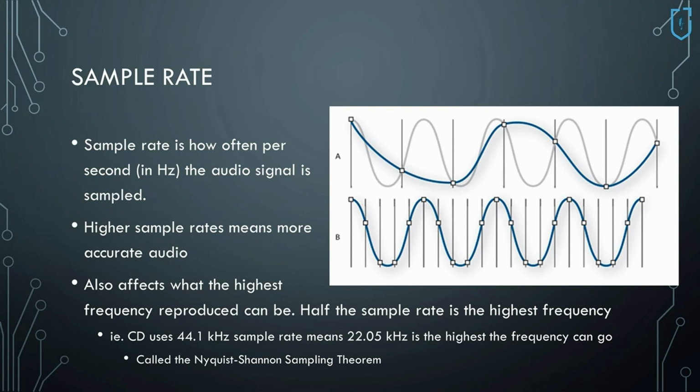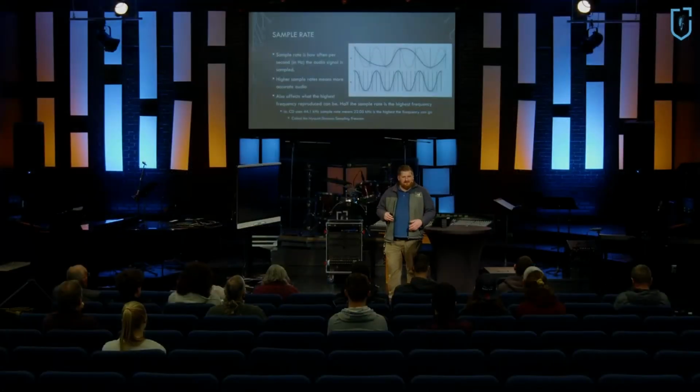But if you had a CD, those were run at a 44.1 kilohertz sample rate, which means the highest frequency you can reproduce is 22.05 kilohertz, which is above human hearing. So that was why they picked that. The smaller that number, the less data it is. And so that's about the smallest you can go without losing frequencies.